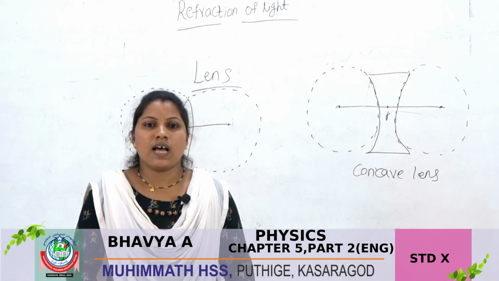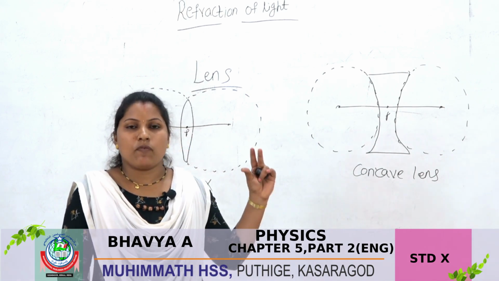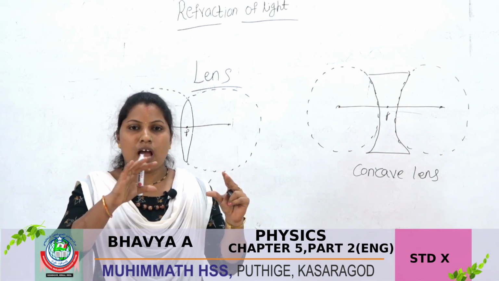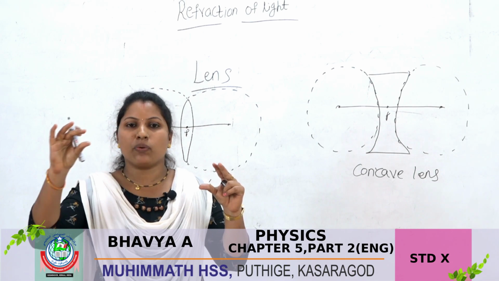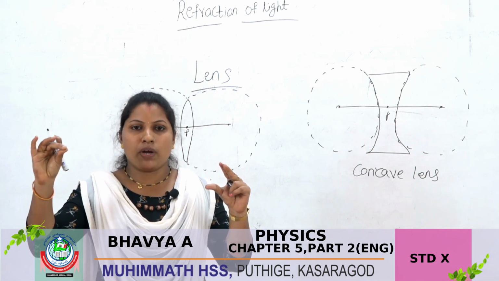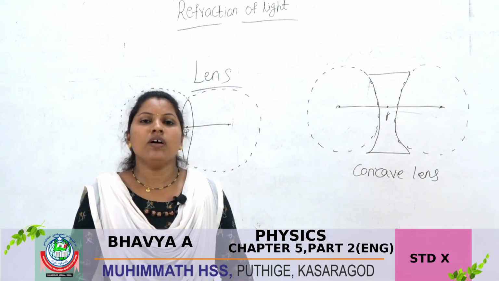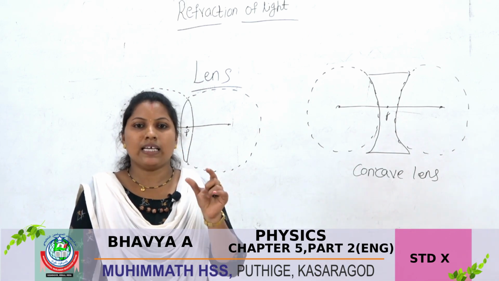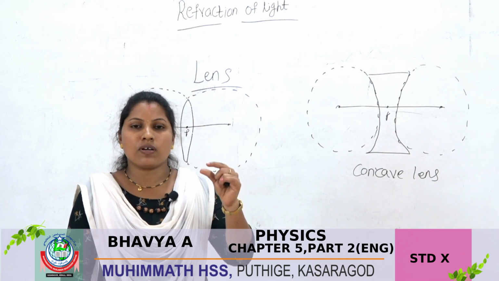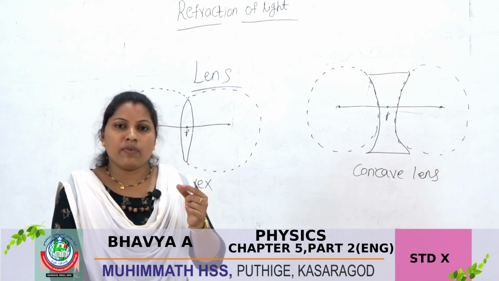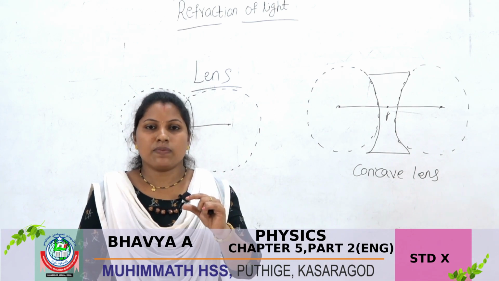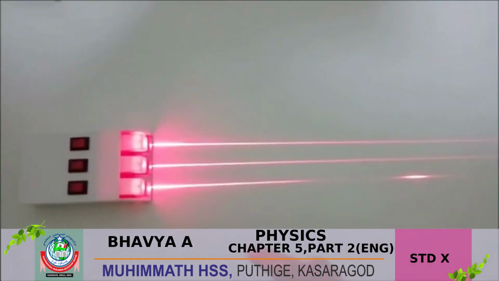Principal focus is where, when a beam of light falls on a lens, the beam of light after refraction combines together in a point. That point is called a focus. So see this video so we can understand clearly about the principal focus in a concave lens and principal focus in a convex lens.